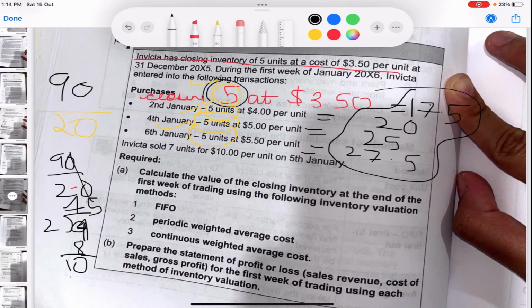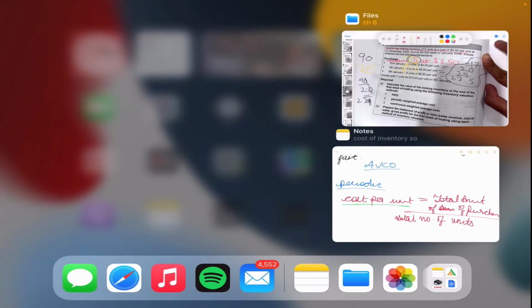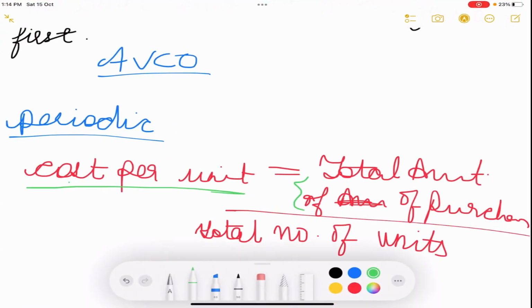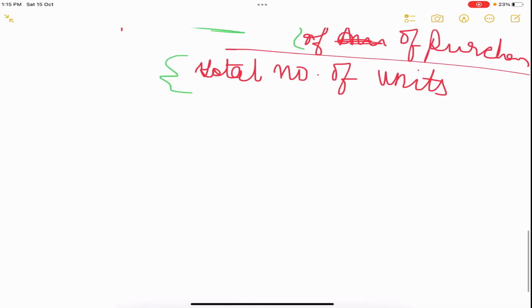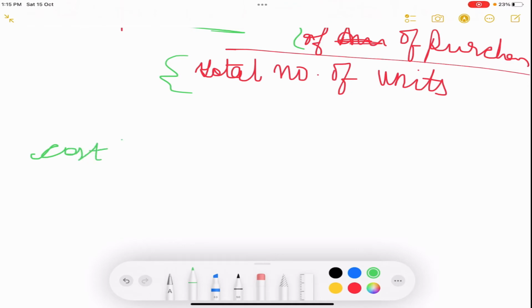Do you have any doubt in how I calculated the cost per unit? This is our formula: total amount of purchases divided by total number of units. In the question you have been given the quantity, and you have also been given the price. Multiplying the quantity and the price gives you the purchase, then you added everything, and you had the total number of units, so you divided by that. After doing that, you got the cost per unit. In our case, we got the cost per unit as $4.50. This is what we got.